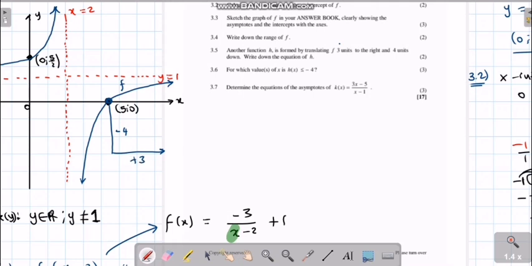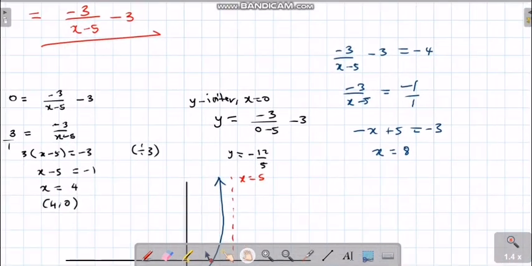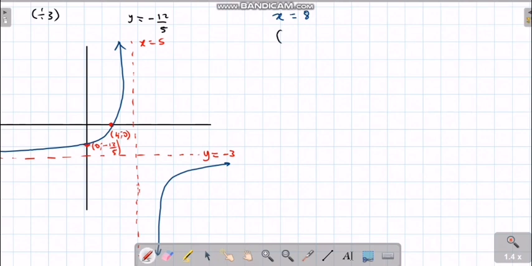So if we drop it down by 4 units, our y value will be -4. If we take it to the right by 3 units, our x value will be what? 8. Okay, so now let's indicate the point. So the point says what? 8 is to -4. So where can we get that point? Somewhere here. 8 is to -4.